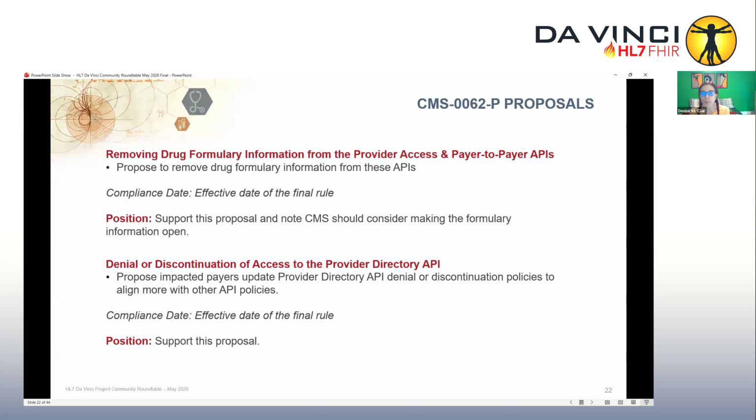There is also a proposal for impacted payers to update the provider directory API denial and discontinuation policies to align more with the other API policies. It was a little bit different in the previous rulemaking. You didn't have to quite shut off access to the provider directory API at the same time for the same reasons as the other APIs, and this is just aligning everything. So the community is in support of this proposal.